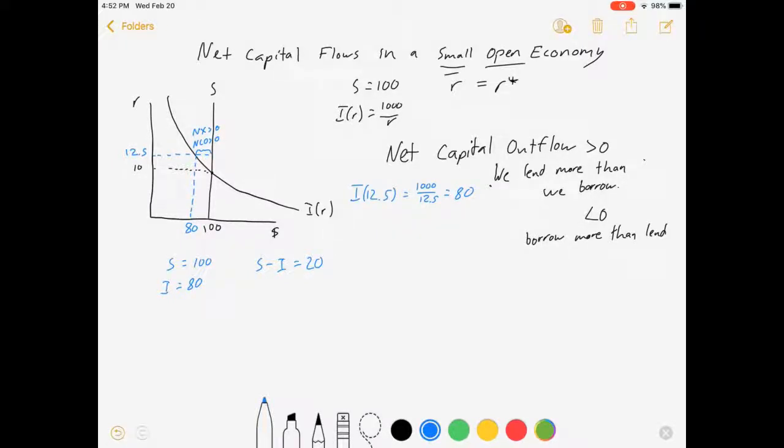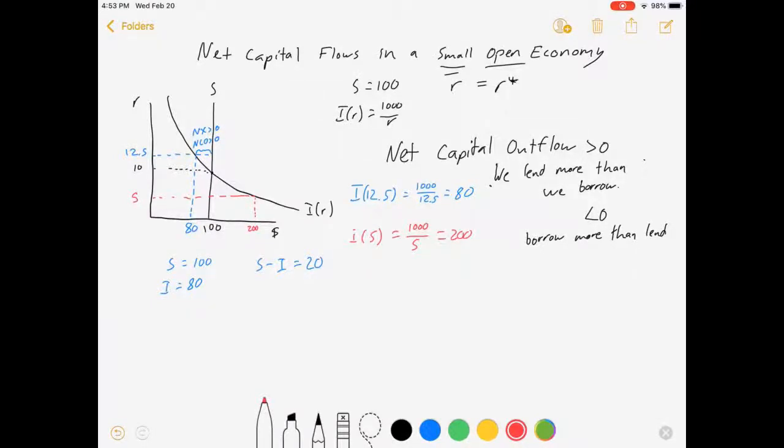Alrighty. Now let's look at a different situation. What if the world interest rate is 5%? Well, savings is still fixed at 100, but our investment is going to be 200. How did I get that? I of 5 is equal to 1,000 over 5, which is 200.